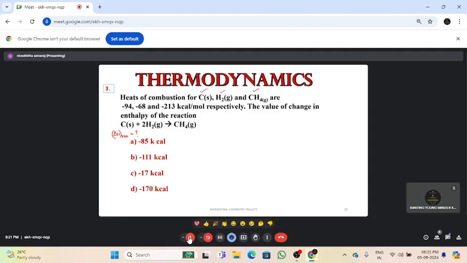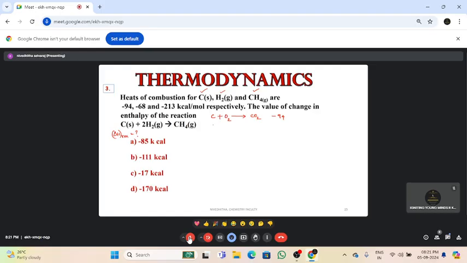So we're going to write the combustion reaction for all these three chemical species. As far as carbon is concerned, we're going to react it with oxygen. Carbon and oxygen combine to give carbon dioxide. This is the combustion process of carbon. The heat of combustion here, if you combust carbon in the presence of oxygen, the amount of heat energy released was minus 94. That's it.